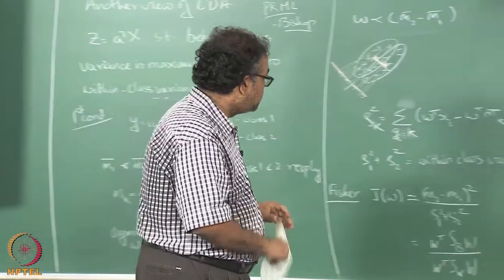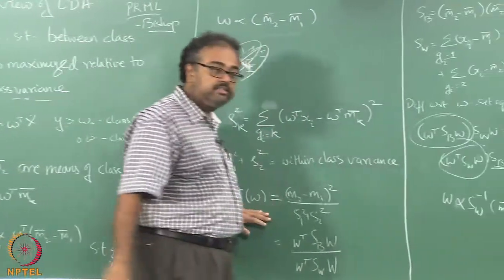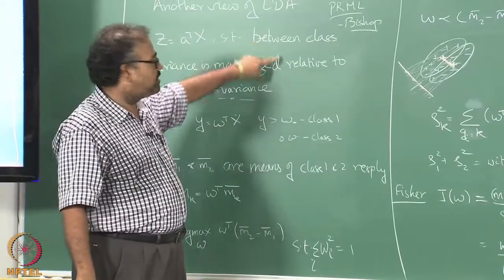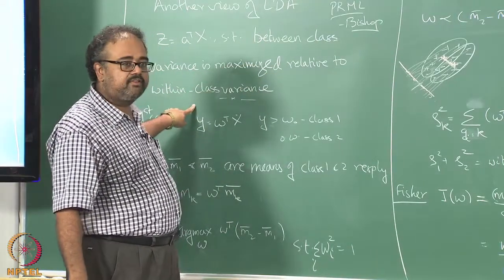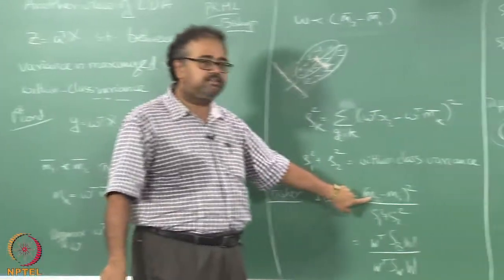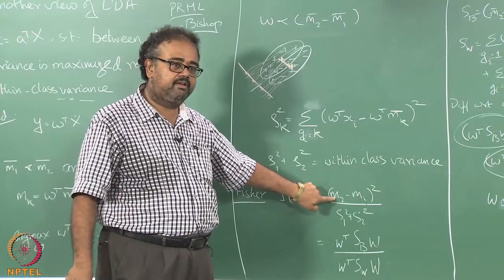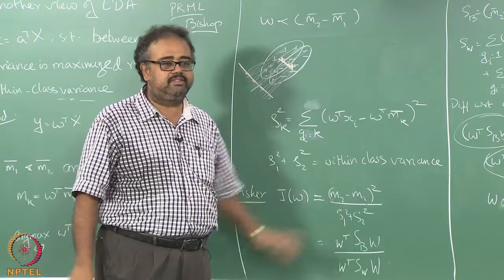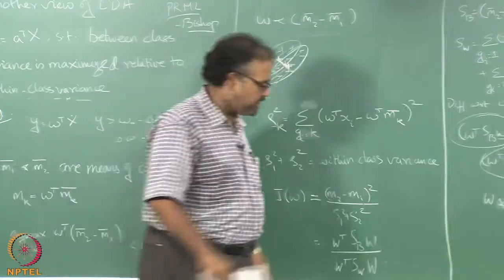G of W? What does it represent? This one, G of W, I told you, right. So I want to look at the between class variance relative to the within class variance, right. So the numerator is the between class variance and the denominator is the within class variance. So I am trying to maximize the relative score.